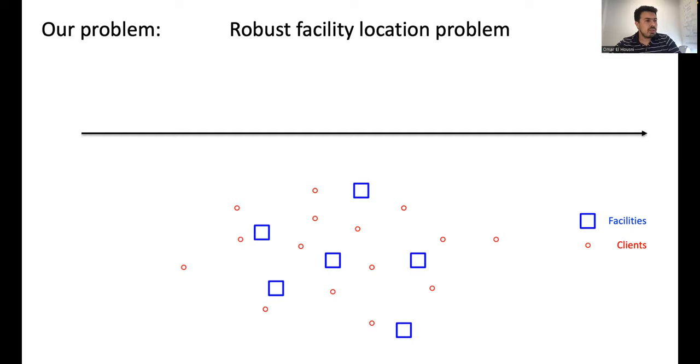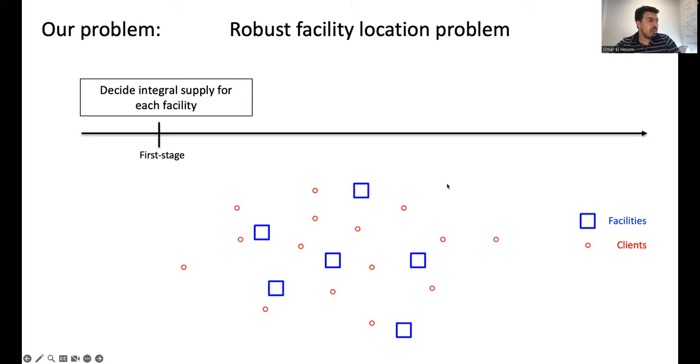So let me try to introduce the problem first. I'm going to denote, just for illustration, the facilities by these blue squares. So these are the locations at which I have the potential facilities, and then the clients are these red circles. So this is a two-stage problem. In the first stage, I need to decide an integral supply for each facility. So I need to decide how many units of inventory I need to put in each facility. And this is even before observing the demand of the clients.